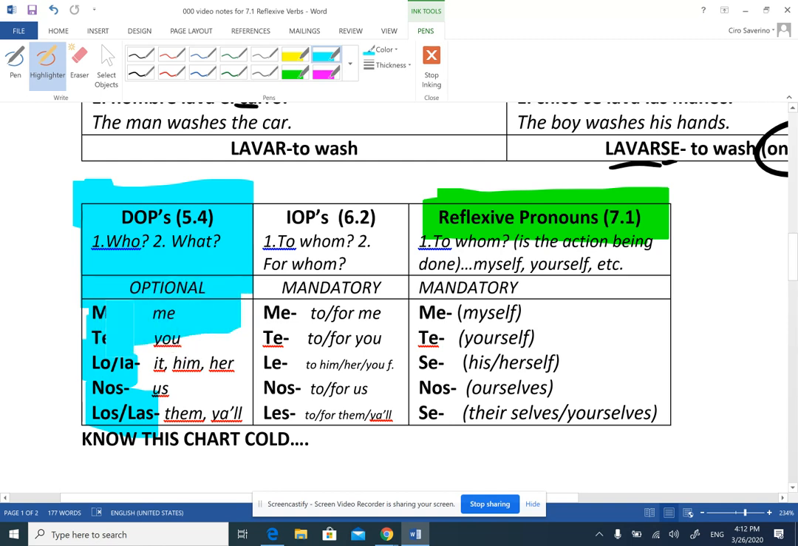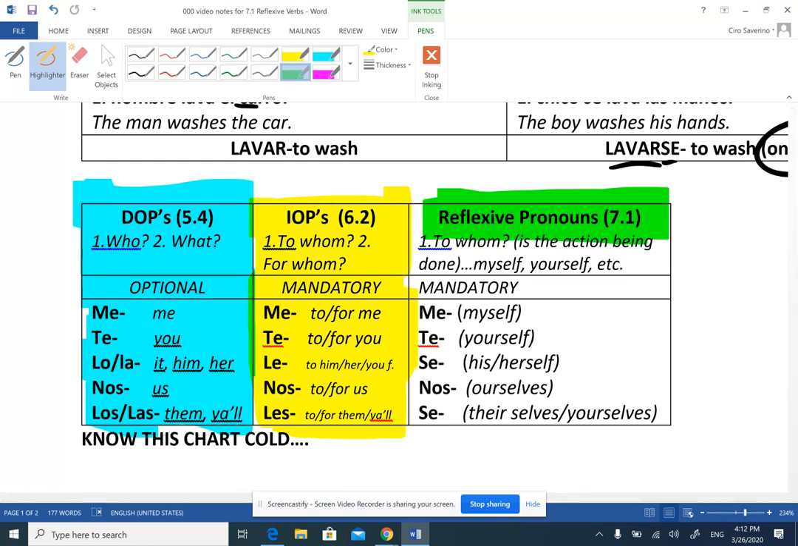The IOPs that we learned in lesson 6.2 in the last chapter were mandatory, and they were me, te, le, nos, and les. And because they answer the questions to whom and for whom, we know that me means to me, and te means to you or for you. Le means to him or her or you formal, or for him or her or you formal. Nos means to or for us, and les means to them or to y'all, for them or for y'all.